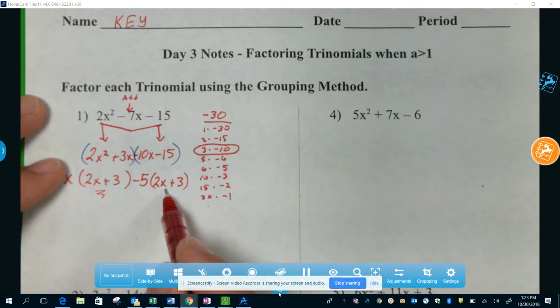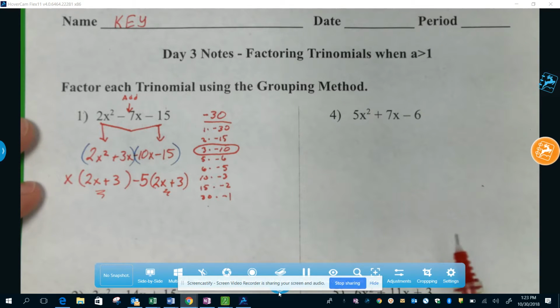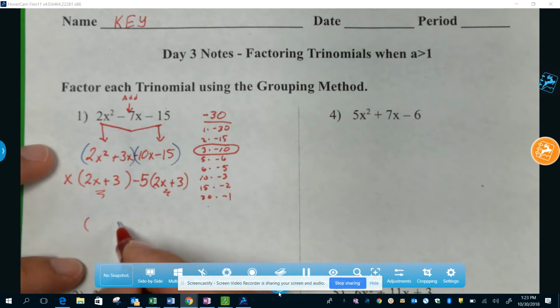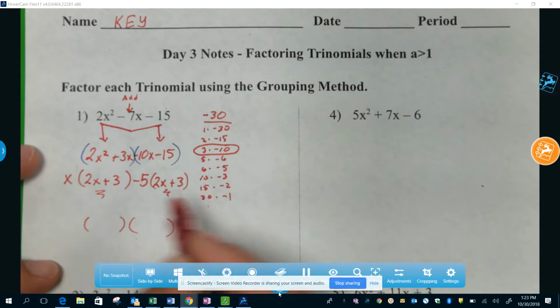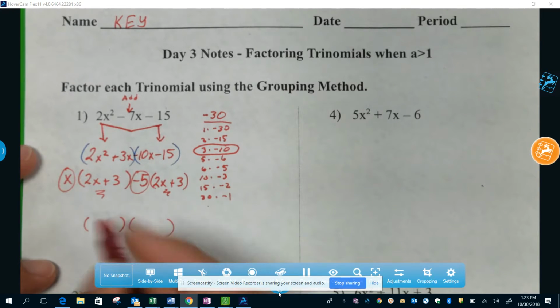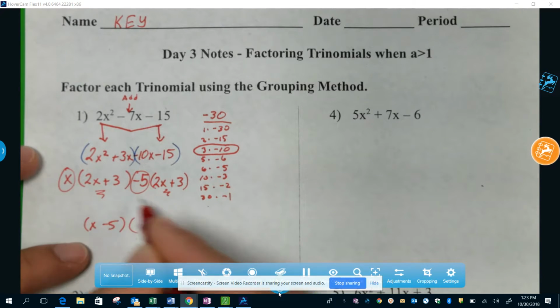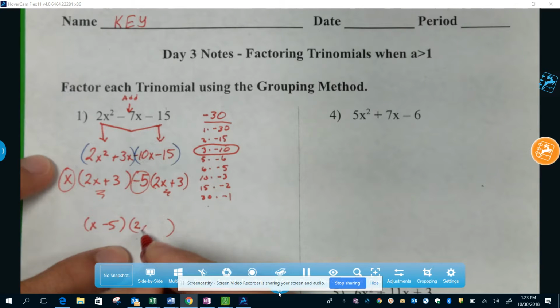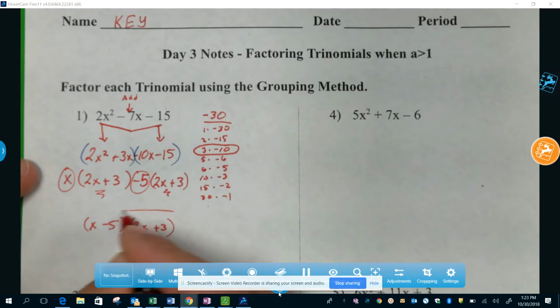And so again, 2x plus 3 should be the same as each other. So my final answer here, in one of my parentheses, I'm going to have my GCFs, which is x minus 5. In the other parenthesis, I'm going to have the 2x plus 3.